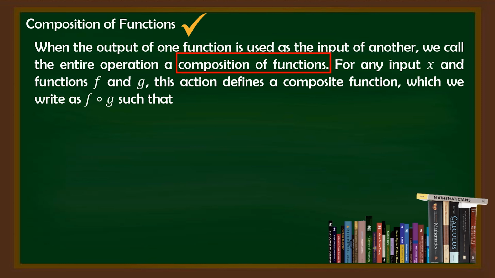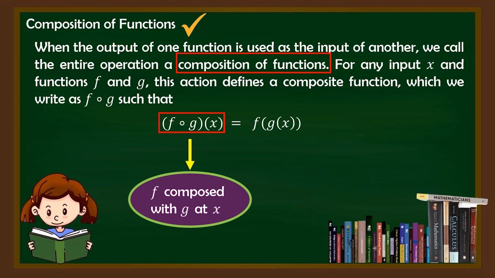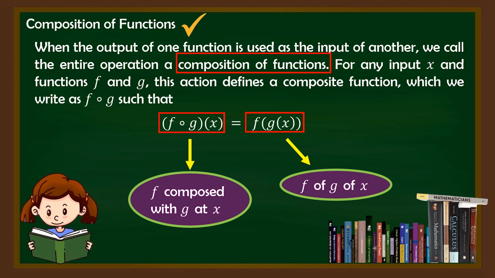Let us learn first the definition of composition of functions. When the output of one function is used as the input of another, we call the entire operation a composition of functions. For any input x and functions f and g, this action defines a composite function, which we write as f composed with g, such that f composed with g of x is equal to f of g of x. This function can be read as f composed with g of x. However, this function can also be read as f of g of x.